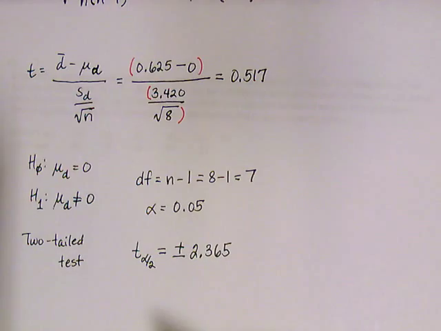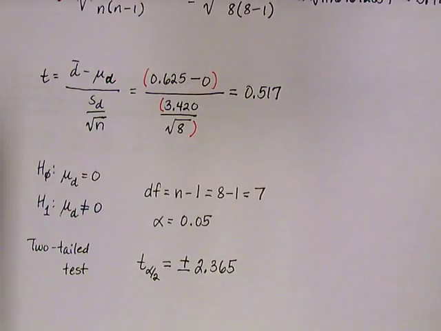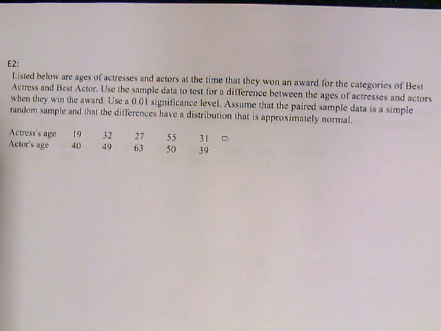And for two-tailed, plus or minus. Okay. So that was the first example. Alright, now let's look at the second example here.